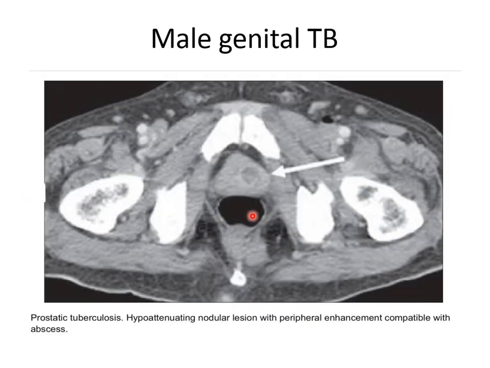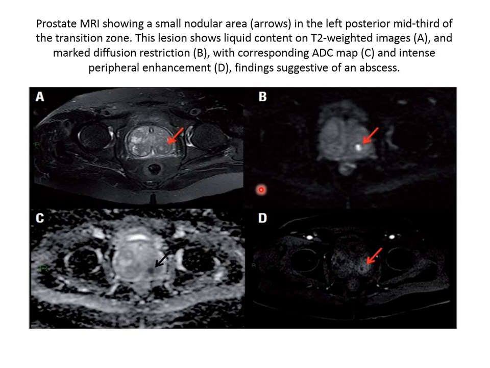About the male genitalia, the prostate and the epididymis are the most common sites for involvement by TB, and it appears like an abscess. This is a CT showing a hypoattenuating nodular mass with rim enhancement in the prostate. This is TB.